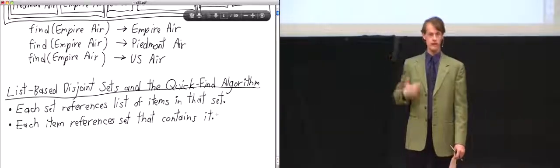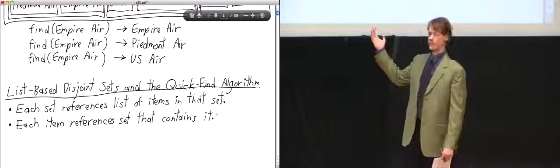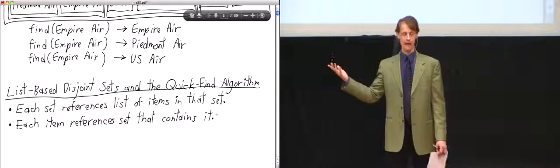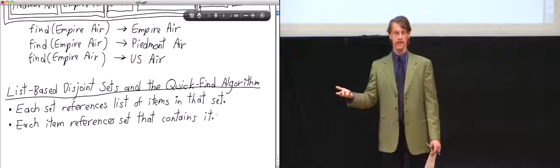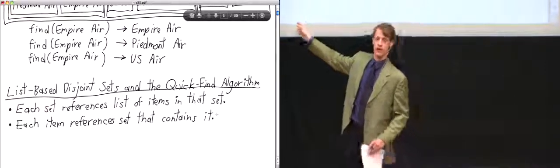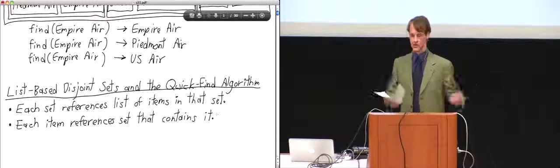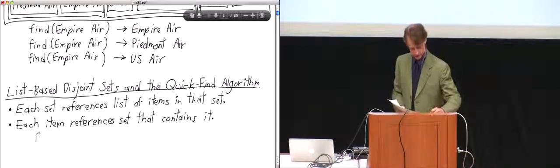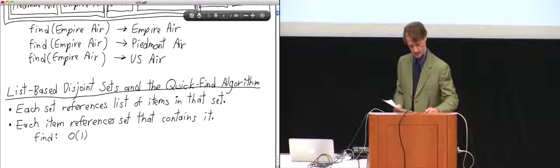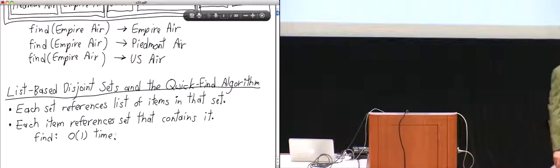So an obvious advantage of doing things this way is that if you want to do a find, if you want to say, here's an item, what set is it in, it's very, very fast. You just look at the reference that each item stores, because each item knows which set it's in. So find operations take constant time. And for that matter, the constant is really small.